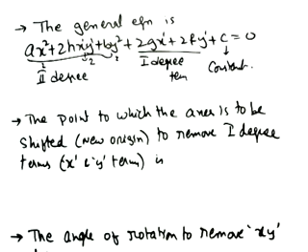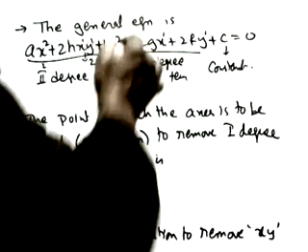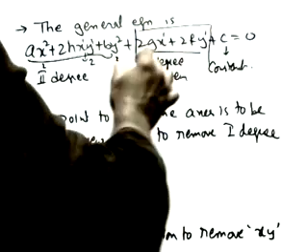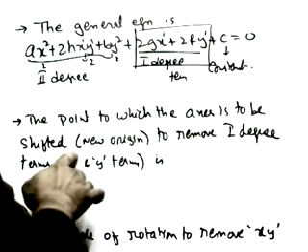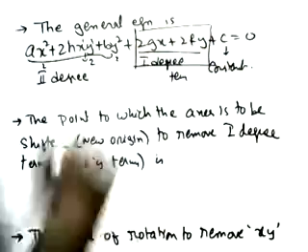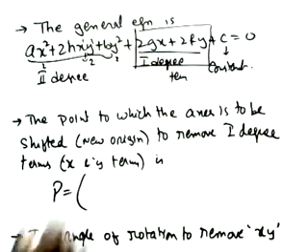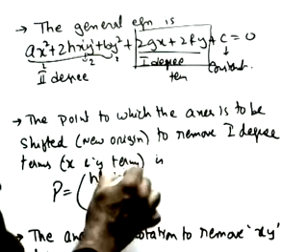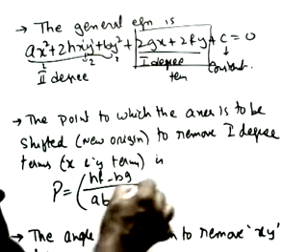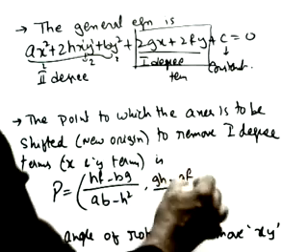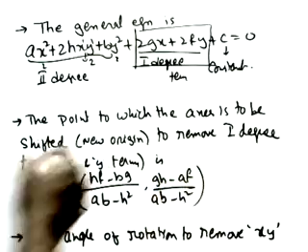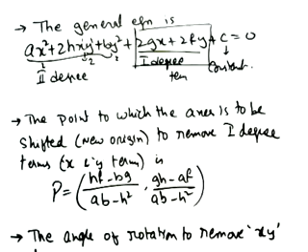Now there are two formulas here. The point to which the axis is to be shifted means the new origin. To remove the first degree terms, or we can say to remove the x and y terms, x and y terms are called the first degree terms. So there is a formula we have to learn by heart: P equals (hf minus bg) by (ab minus h square), (gh minus af) by (ab minus h square). This is the formula used to find the new origin to remove the first degree terms, the x and y terms.